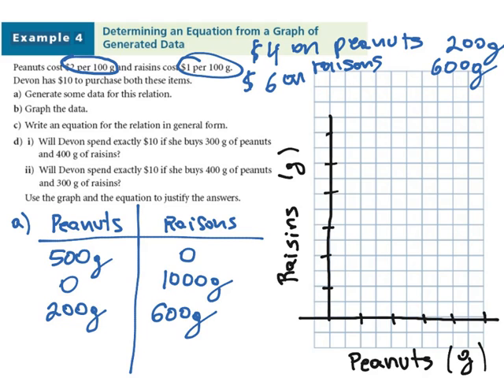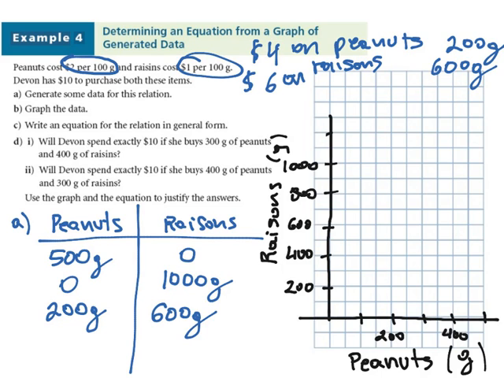And using these 3 points, we can plot these points on our graph on the right-hand side, where we have raisins and peanuts in grams. Okay, now let's plot these values in. So we have 500 grams of peanuts and 0 raisins.